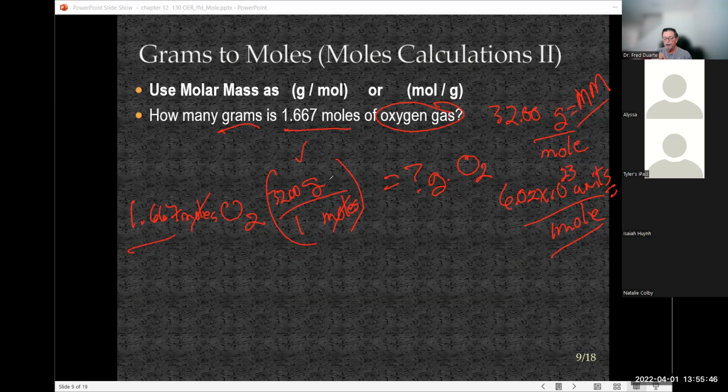Avogadro's number is an exact number, okay? 6.02 times 10 to the 23rd. So that wouldn't be a factor in sig figs, nor would molar masses, atomic weights, okay? And so your sig figs are determined by your measurement, which is 1.667, which has 4 sig figs, okay? So your answers should have 4 sig figs.